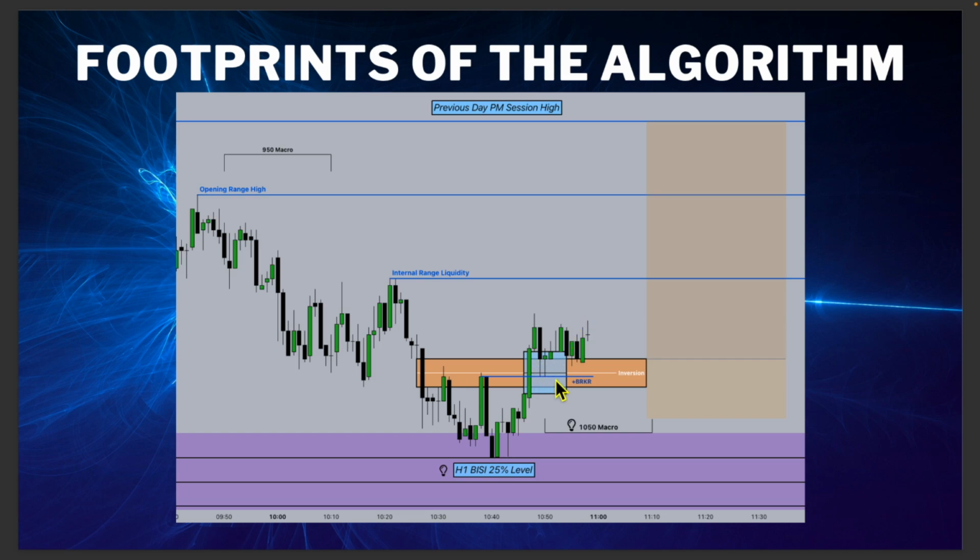We don't want to see price get to the lower portion, because if the CE supports price or price fails to get to the CE, that's the algorithm showing us it doesn't want to go down there, and it's going to reach for premium, reach for buy side liquidity, okay? So we have what? Inversion CE, this white line, which is also, if you look closely, the CE of this BISI, the blue box, okay?